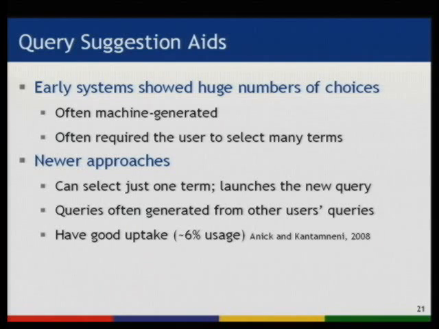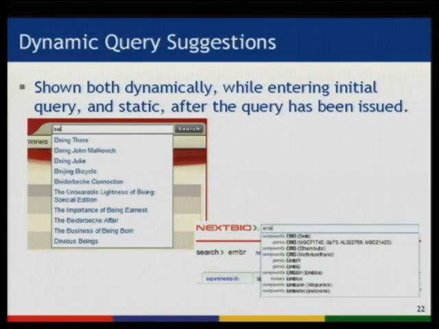And they have pretty good uptake, about 6% usage from the statistics that I could find on search engines for the web. Both dynamic query suggestions shown while the user is issuing their query and static ones shown after their query has been issued seem to have good usability from the literature, at least as much as I can find. So here I have Netflix related queries, where it's a specific domain, movies, and this kind of matching can be very helpful for matching the first couple letters of the word BEI I have here.